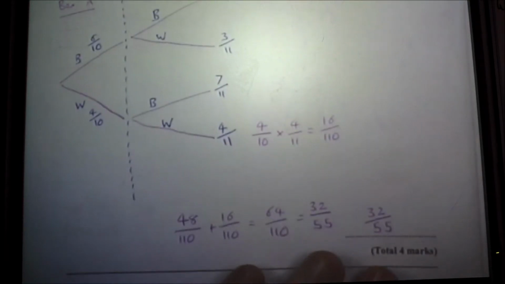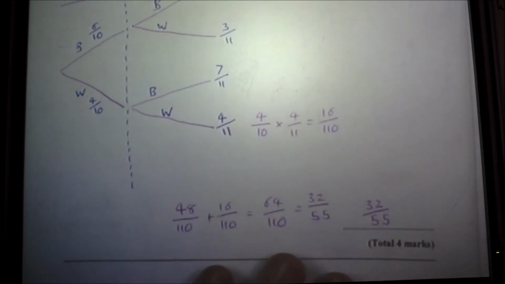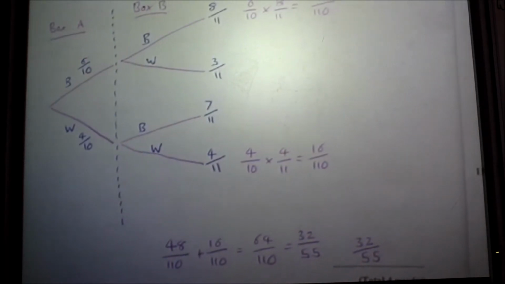Jan has 2 boxes. There are 6 black and 4 white counters in box A, 7 black and 3 white counters in box B. Jan takes at random a counter from box A and puts it into box B. She then takes at random a counter from box B and puts it into box A. Find the probability that after Jan has put the counter from box B into box A, there'll still be 6 black counters and 4 white counters in box A. Right, this is a proper A star grade 1.